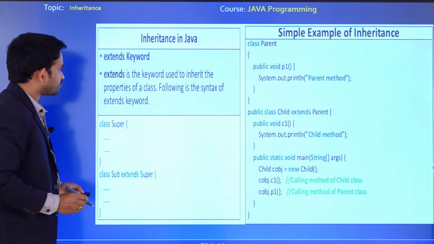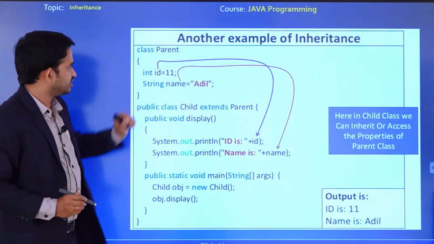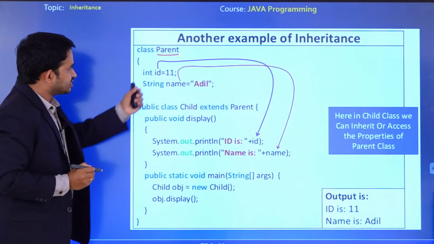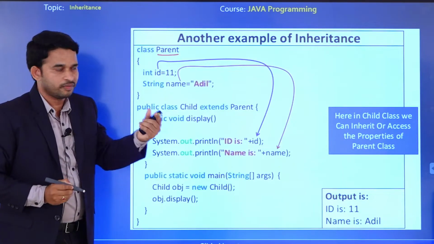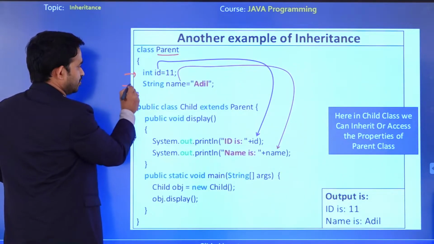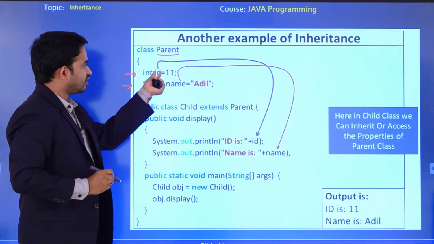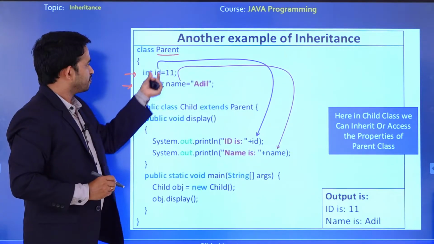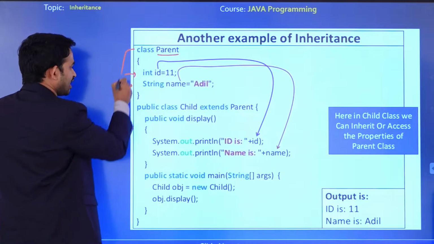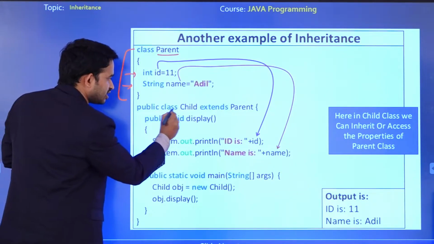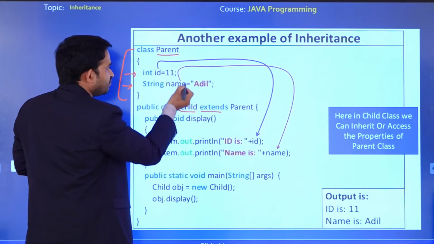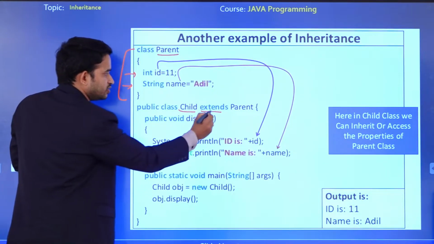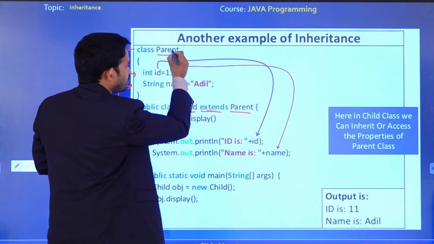Okay, next we go for one more example of inheritance. Here I am declaring the same parent; Parent is the name of the class. Inside parent, in the previous example we used a method, but in this example I declared two variables. The first variable is int id, containing 11 as the data. Next, String name, Adil. This class I am going to use in the child class. What is the child class here? Child. By using the extends keyword, we are acquiring the properties of the entire parent class into the child class or subclass, by using extends Parent.